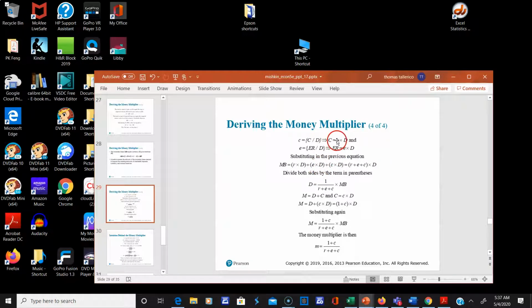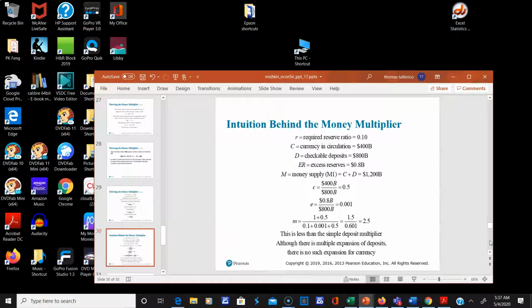And they solve for C in this case, and they solve for excess reserves in this case, and they substitute those in the previous big equation here, and they do some algebra, and it comes down that the money multiplier then becomes this equation here, 1 plus c over r plus e plus c, which ultimately makes it less than 1. All right, so here are some simple examples of the calculation here.